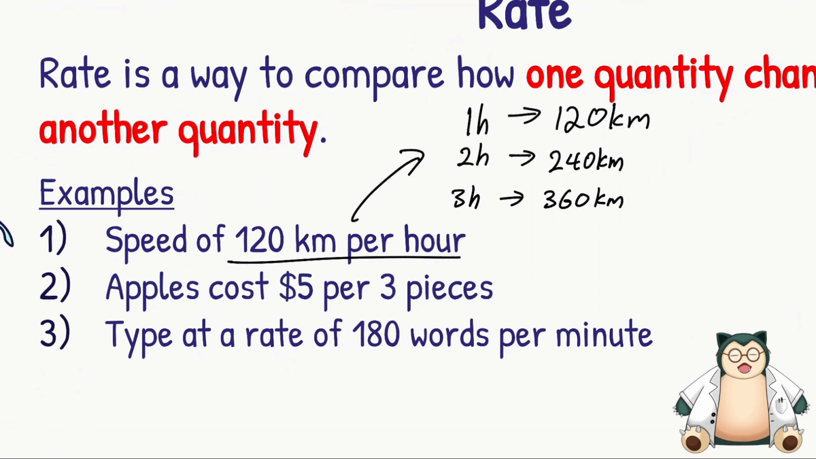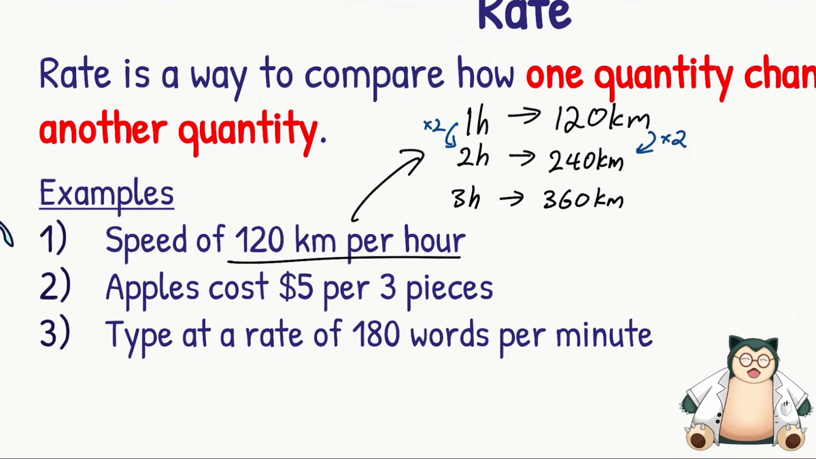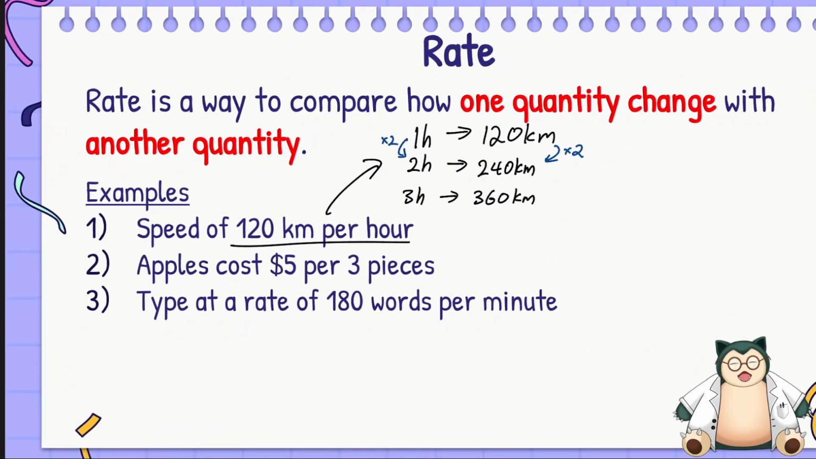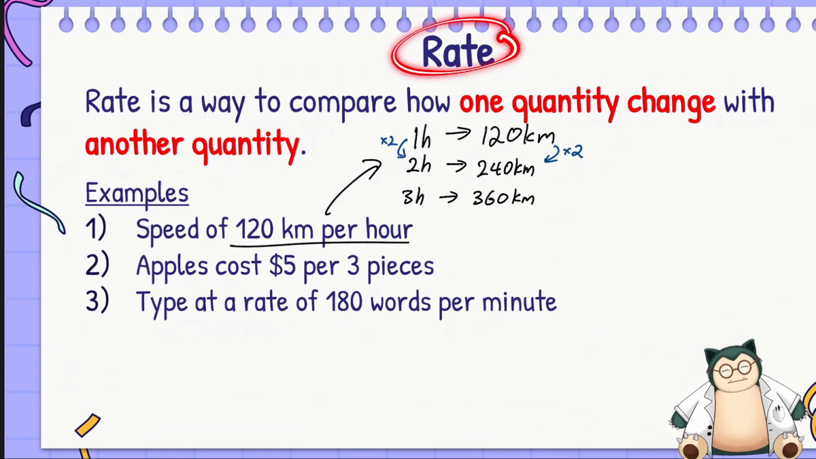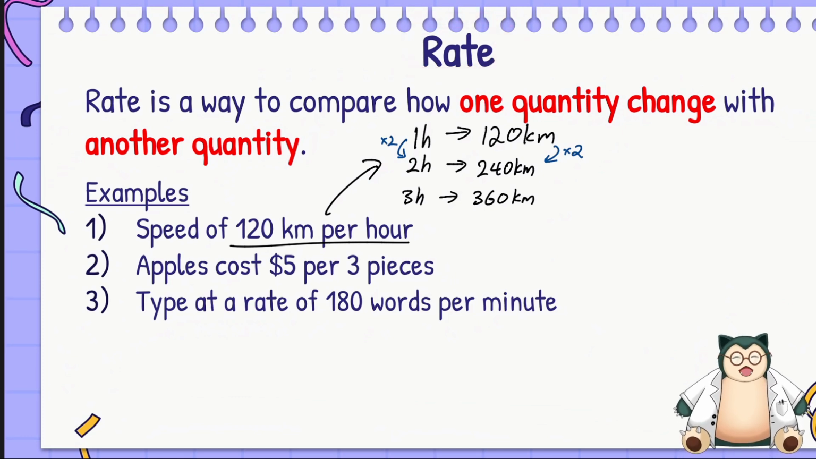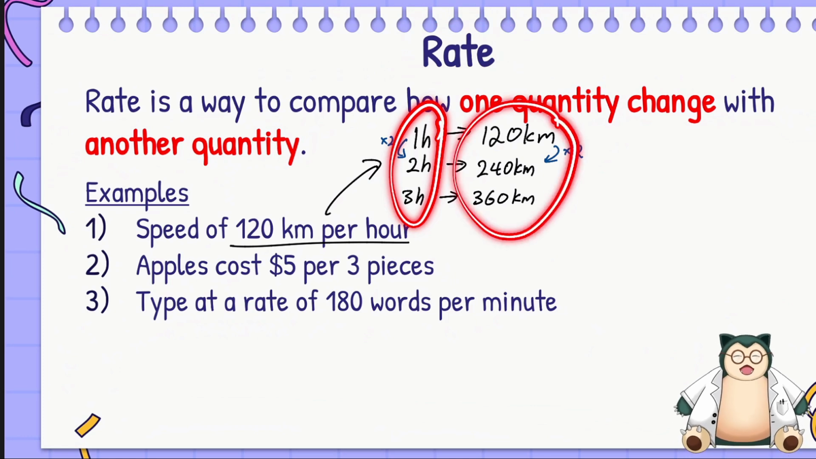Now, do you realize that this idea is actually similar to the idea of ratio, where for one part, if you multiply by 2, the same can be done for the other side. Actually, ratio and rate share very similar properties, but they are not the same because in ratio, we talk about two quantities of the same type. However, in the case of rate, we're actually talking about two different types of quantity. On the left side, we have time. On the right side, we have distance.